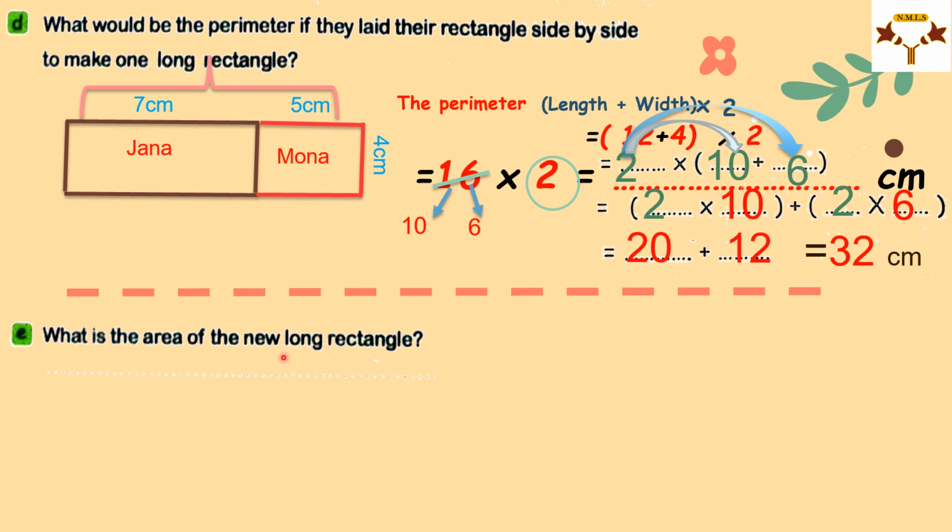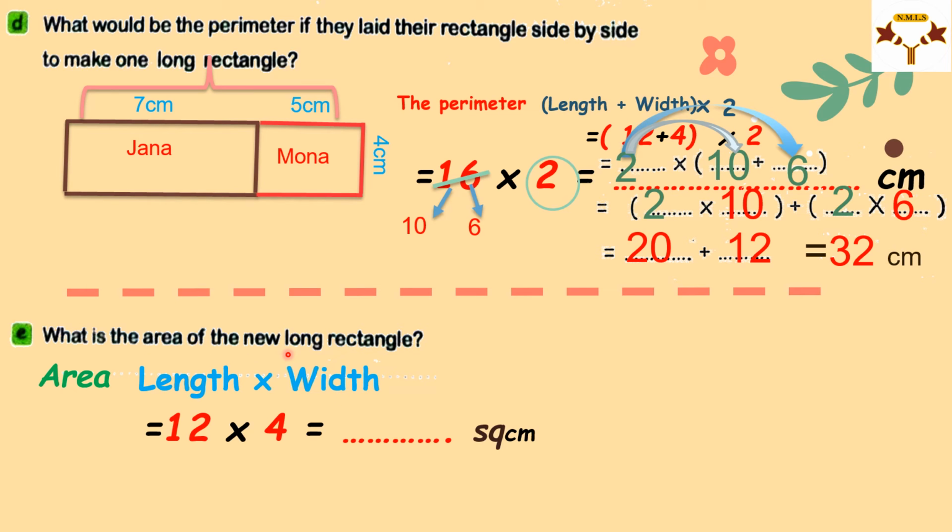What is the area of the new long rectangle? So the area will be length times width. So the new length is 12 and the width is 4, so 12 times 4 equals 48.